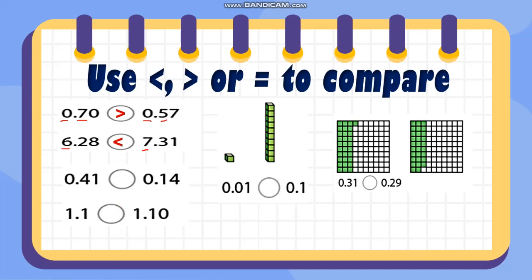0.41 and 0.14. So starting from left, 0 and 0, the same. 4 and 1 are not the same. So which is bigger? 4 is bigger. So it means 0.41 is greater than 0.14.